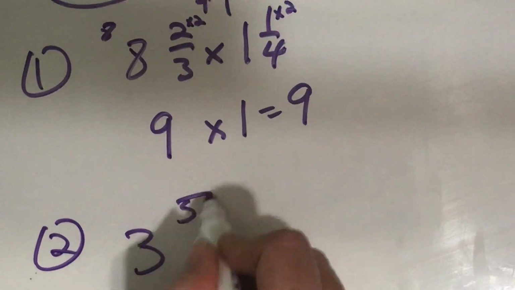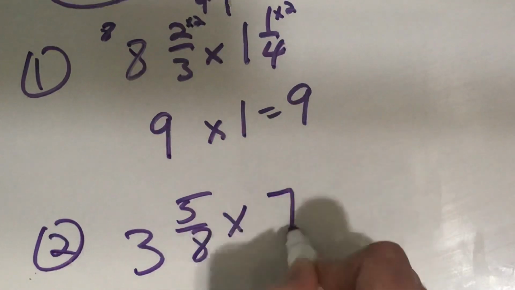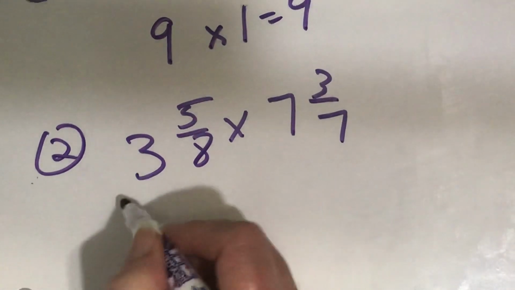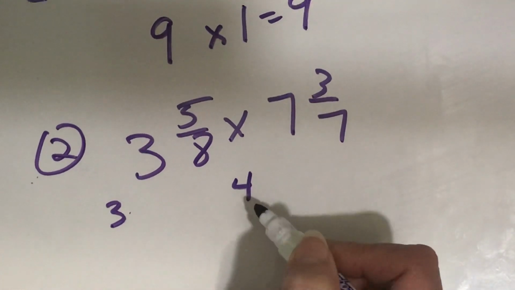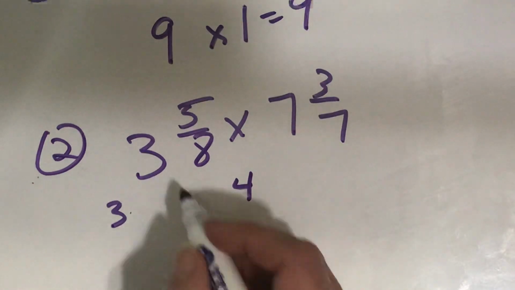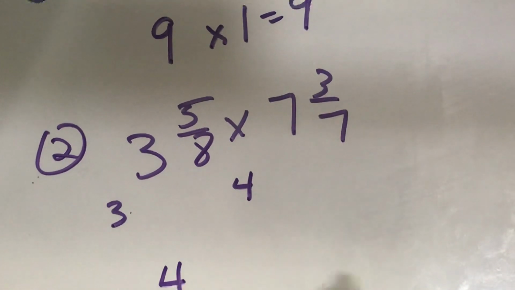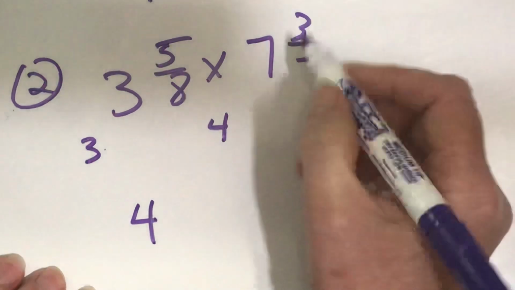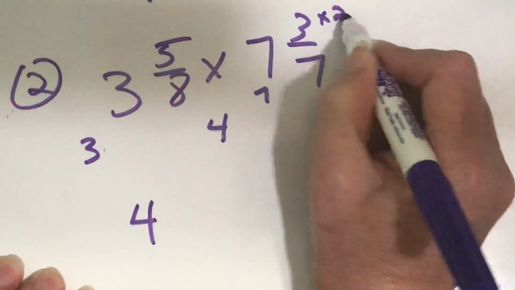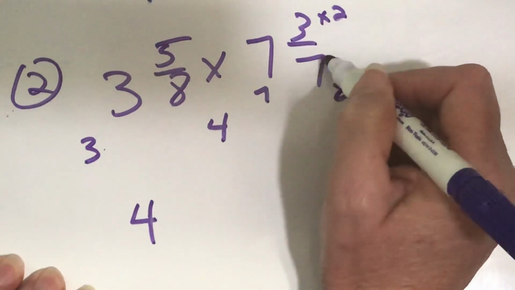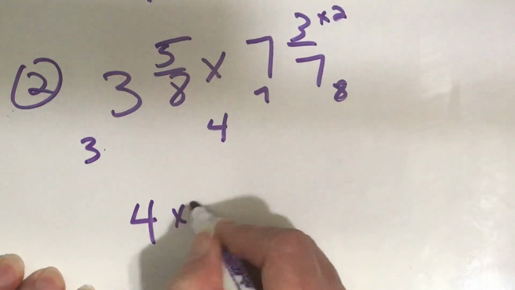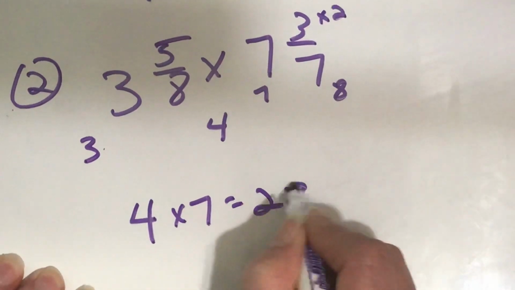3 5/8 times 7 3/7. So 3 5/8 comes in between 3 and 4. All right, I know that 4/8 is half, so 5/8 is more than that. So this is going to go up to 4. And then 7 3/7 comes in between 7 and 8. Okay, 3 times 2 is 6, which is less than 7. So the 3/7 is less than half. So it's going to round down to 7. 4 times 7 equals 28.